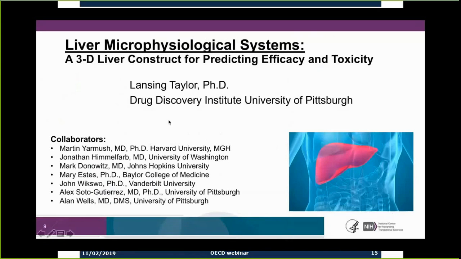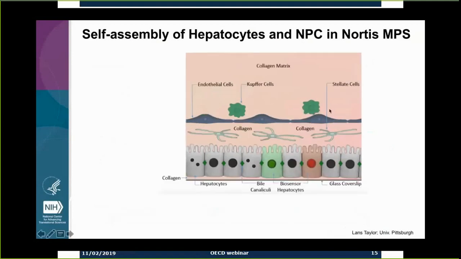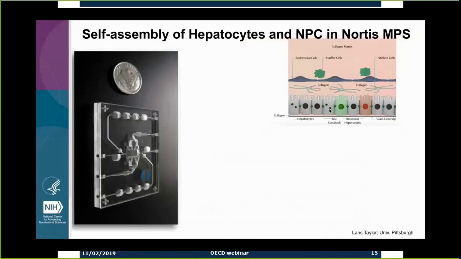And so for the liver on a chip, one of the examples I'm going to be showing was developed at the University of Pittsburgh, with the PI being Lance Taylor and a number of collaborators. In this particular case, it is the self-assembly of hepatocytes and non-parenchymal cells, using the Nortis chip. So it's not just hepatocytes, but you also have non-parenchymal cells such as Kupffer cells, endothelial cells, and stellate cells represented in this system. And this is what the Nortis platform looks like.